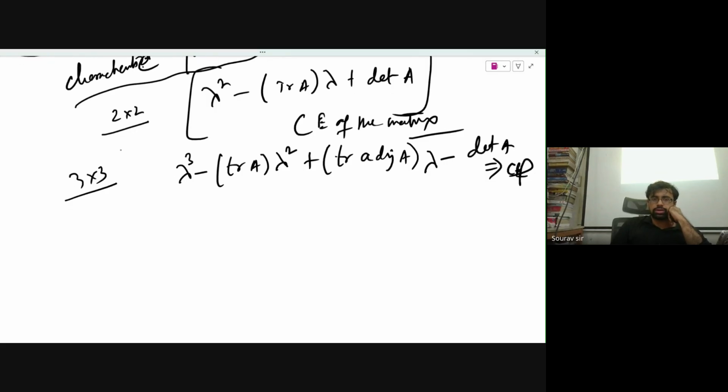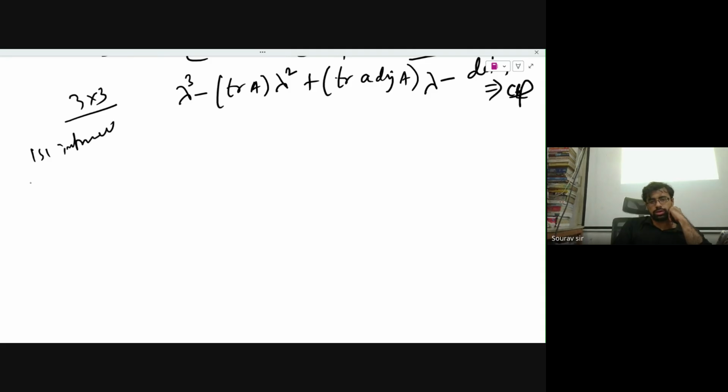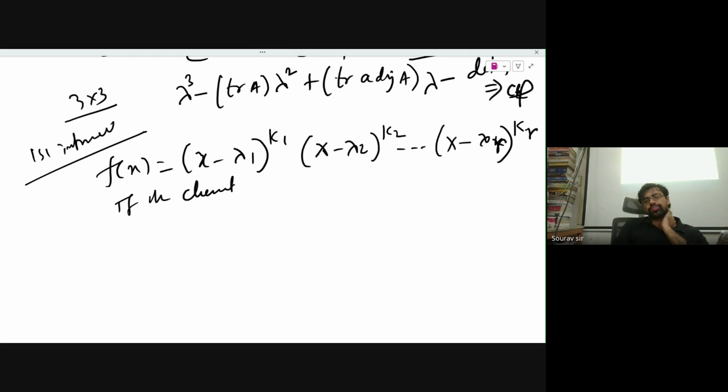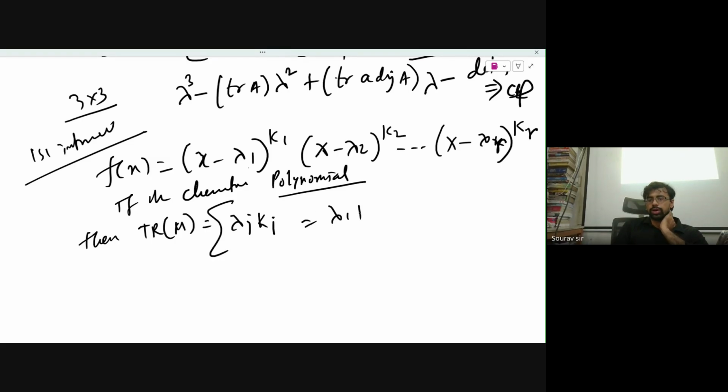अच्छा मान लो, this came as an ISI interview question. दिया है f(x) = (x minus lambda 1) whole to the power k1, (x minus lambda 2) whole to the power k2, ... (x minus lambda r) whole to the power kr. If this is the characteristic polynomial, आपको निकालना है trace of the matrix. फॉर्मूला डायरेक्ट है, trace of the matrix is lambda 1 k1 plus lambda 2 k2 plus dot dot dot lambda r kr, the summation of this.